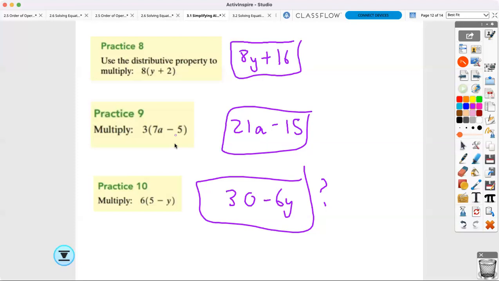Now, any questions on any of the work? Let me go ahead and tell you if you're right or wrong. If you got 8Y plus 16 for 8, you're correct. If you got 21A minus 15, you are correct. And last but not least, 30 minus 6Y is correct. So we got these three, good job. Now, if you didn't get these three, are there any problems you would like me to work out or explain before I move on?